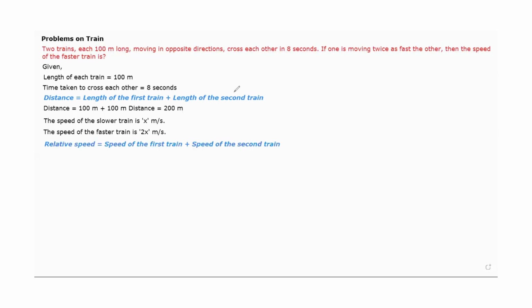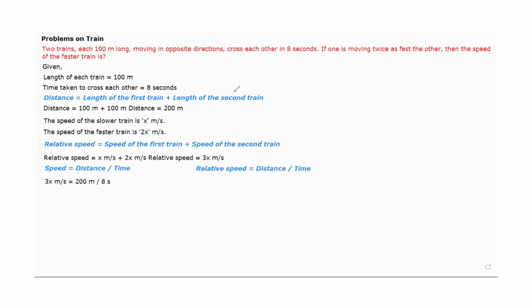Relative speed equals speed of the first train plus speed of the second train. Relative speed equals x meter per second plus 2x meter per second. Relative speed equals 3x meter per second. We know that speed equals distance by time. Relative speed equals distance by time. 3x meter per second equals 200 meters by 8 seconds.